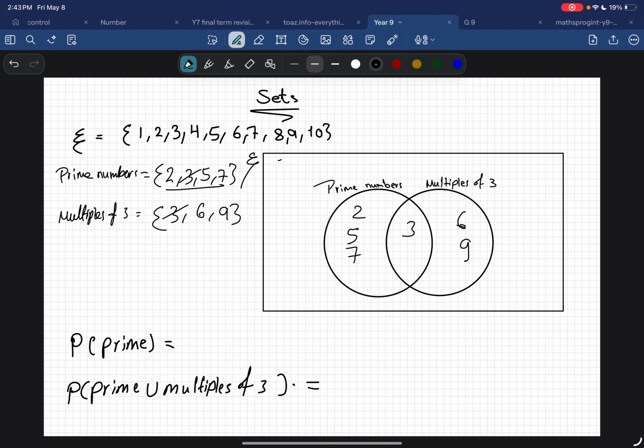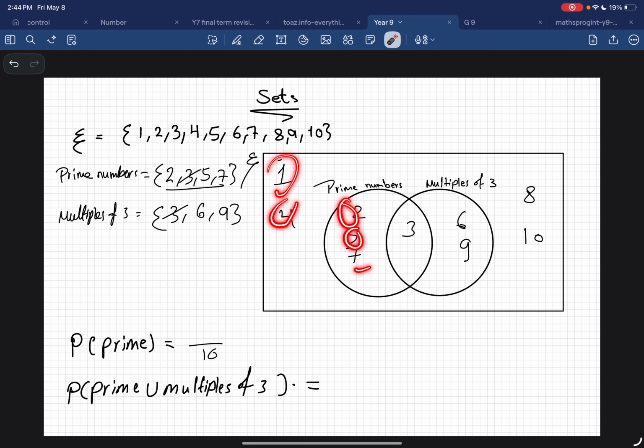We have 4 left over, so I have to write them here. 1, I didn't write it. 4, I didn't write 4. Also didn't write 8 and 10. So these are what are left over here. They don't belong to these circles, but I'm going to write them anyway. So how many in total? 10. My denominator will be 10 because I have 10 numbers: 1, 2, 3, 4, 5, 6, 7, 8, 9, 10.